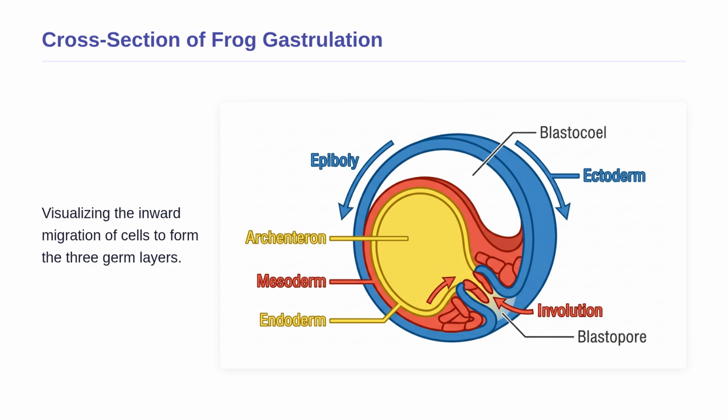This inward rolling is involution. As they move inside, they create that large yellow space in the middle, which is the archenteron, or primitive gut. You can also clearly see the three distinct layers forming: the blue ectoderm on the outside, the red mesoderm in the middle, and the yellow endoderm on the inside. This diagram perfectly captures the physical forces building the living creature.